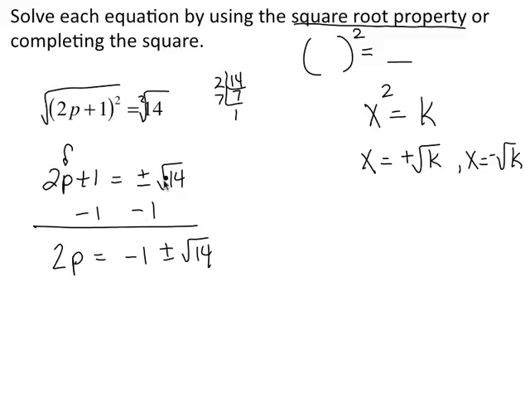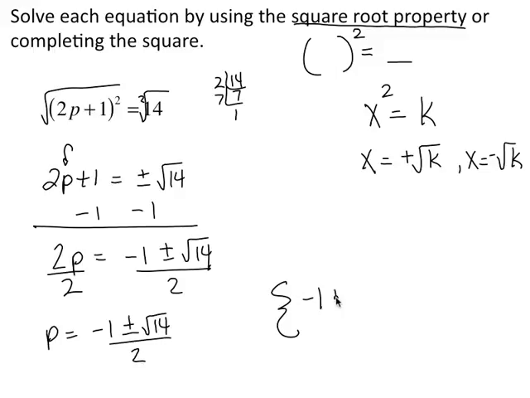I can't combine those because this has a square root, this one doesn't. Then I need to divide everything by 2. So I end up with p is equal to negative 1 plus or minus the square root of 14 all over 2. Or you can write your answer as negative 1 plus the square root of 14 divided by 2, and negative 1 minus the square root of 14 divided by 2. So either answer is correct.